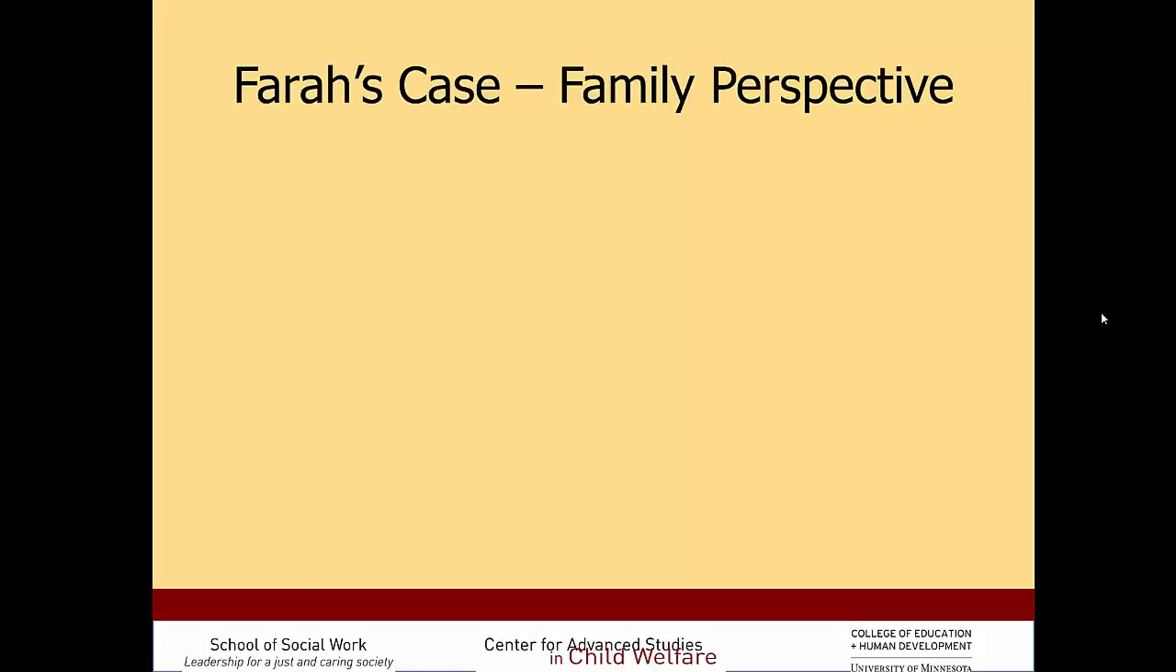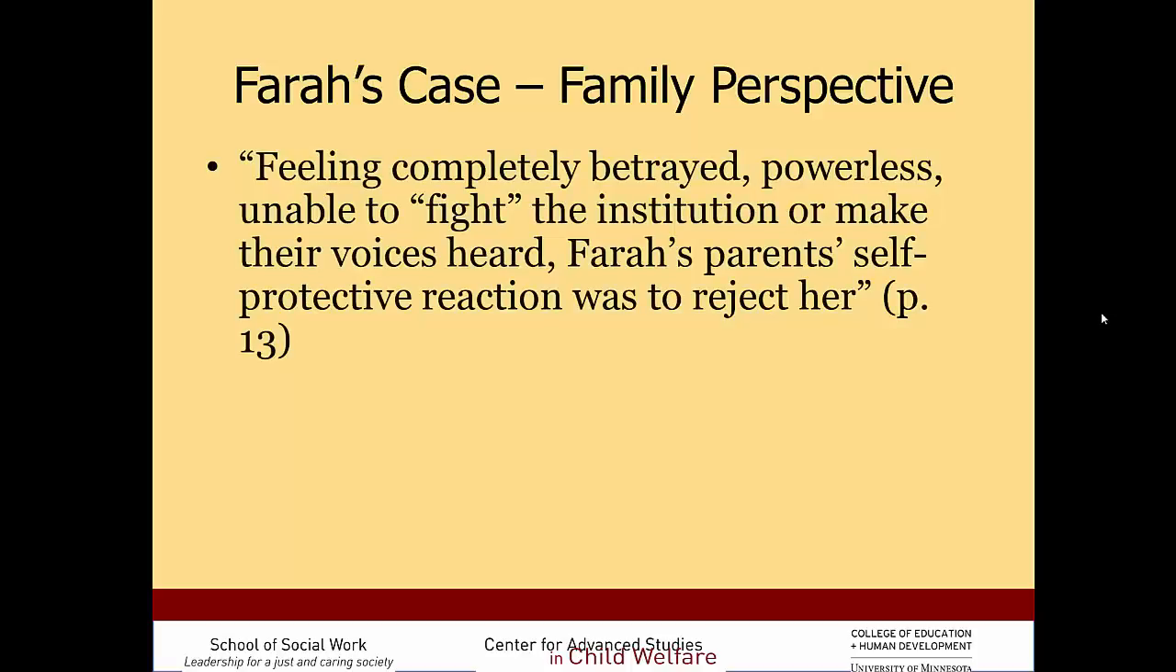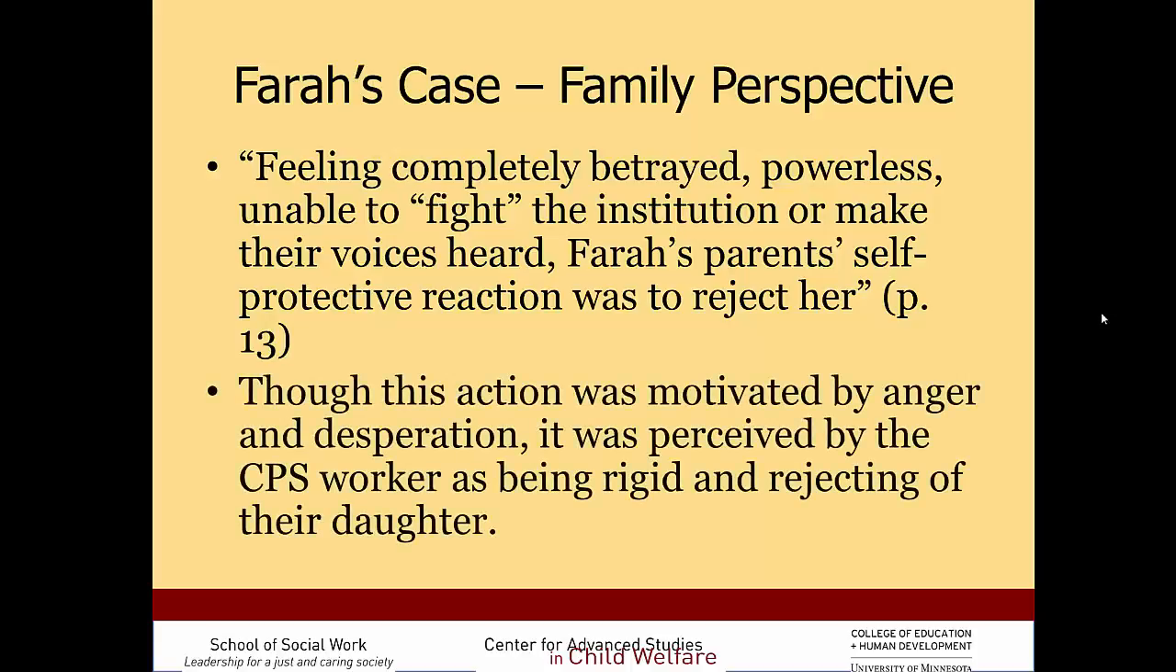This is how the authors of the vignette portray the family's perspective. Feeling completely betrayed, powerless, unable to fight the institution or make their voices heard, Farah's parents' self-protective reaction was to reject her. Though this action was motivated by anger and desperation, it was perceived by the CPS workers as being rigid and rejecting of their daughter.